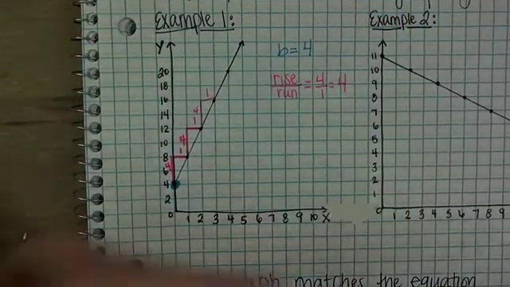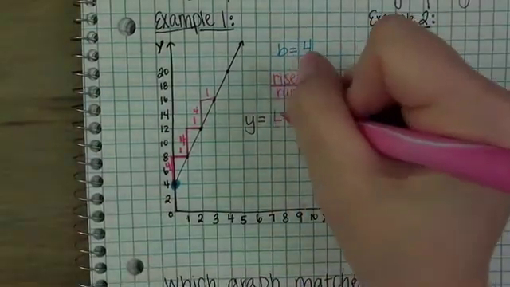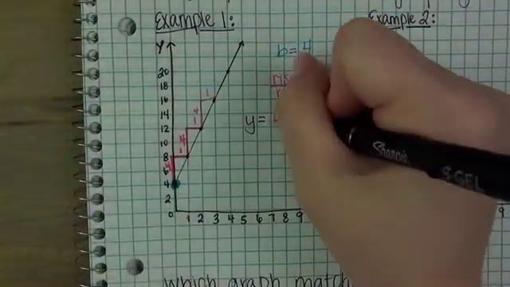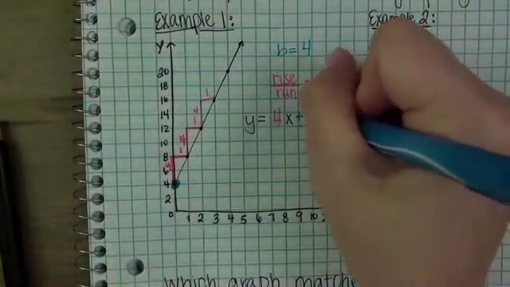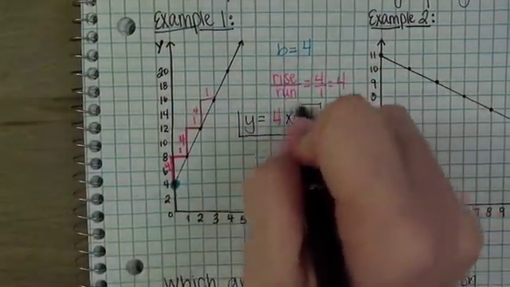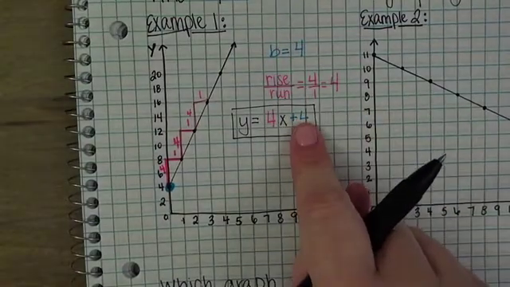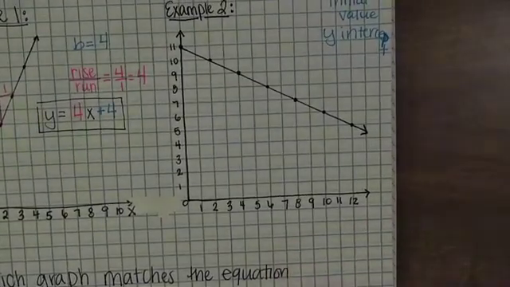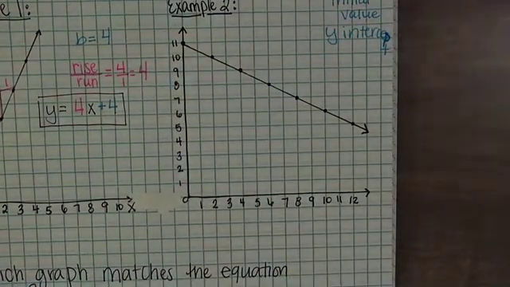So our equation would be y equals 4x plus 4. And that would be our equation. Notice that first 4 came from the slope, the second 4 came from where it started. All right, let's do this next one. Again, pause your video. Use the lines on your notebook paper and you will find it.